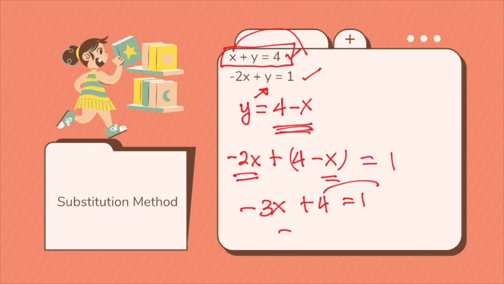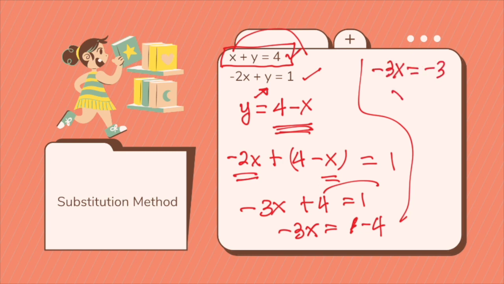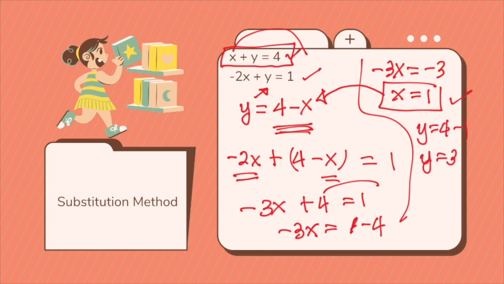So transfer 4, that's negative 3x equals 1 minus 4. Then you will have negative 3x equals negative 3, therefore x equals 1. Now, since you have your x which is equal to 1, you just need to substitute this value to the rearranged equation. So you have y equals 4 minus 1, therefore y is 3. Therefore, the solution is (1, 3). What does (1, 3) mean? That means that the two lines x plus y equals 4 and negative 2x plus y equals 1 intersect at the point (1, 3).